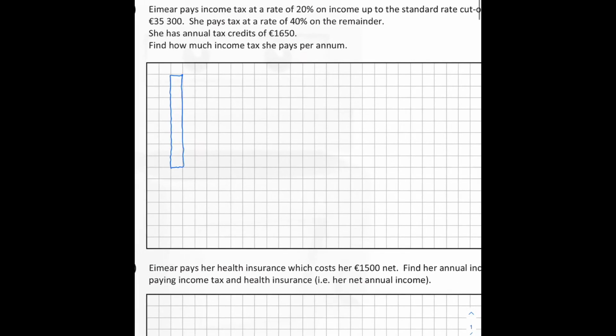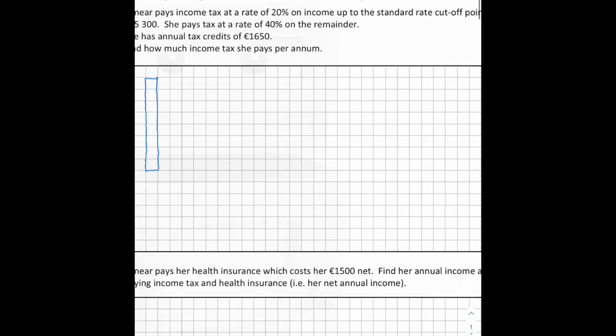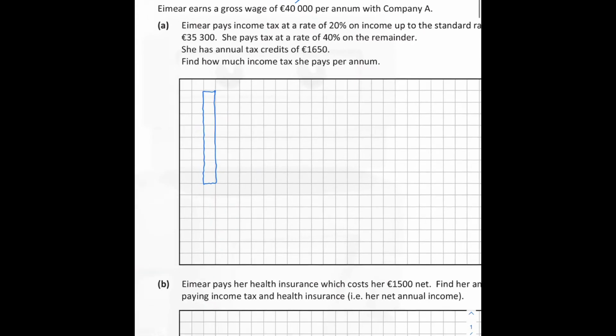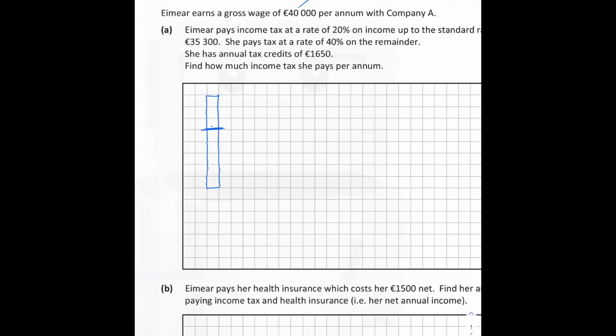Emer pays income tax at a rate of 20% on income up to the standard rate cutoff. So somewhere in here, there's going to be a line that's the standard rate cutoff. Okay, so this thing here, that's the standard rate cutoff. I'm not sure where that is yet. So let's take a look in the question. Oh, there it is there.